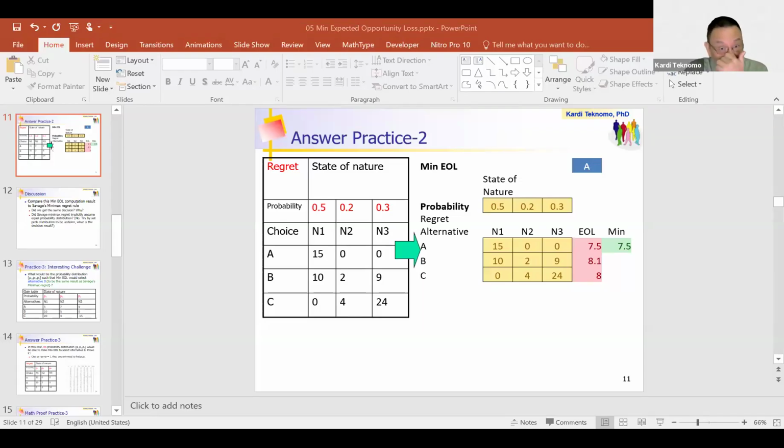Let me see. Sir, question. Yes, go on. Is it okay to use only the minimum in Excel? Yes, just minimum, yes, in Excel.